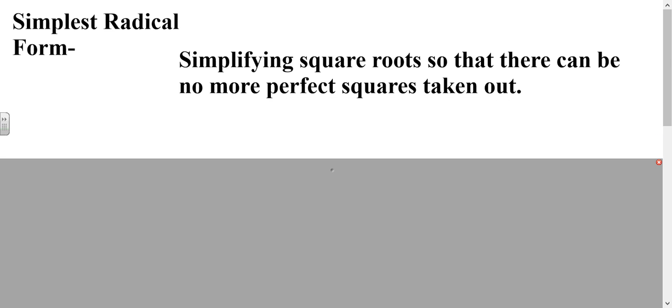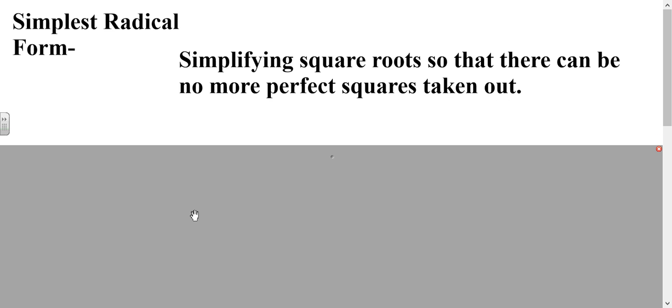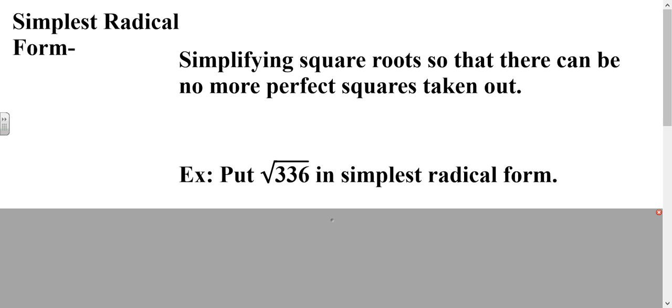Alrighty, so simplest radical form. You guys have been doing this a little bit already. Simplest radical form is when you simplify a square root so that no more perfect squares can be taken out from underneath the radical sign. For example, we're going to put the square root of 336 into simplest radical form. I need to know what numbers I can take the square root of so that I know what I can take out of this.